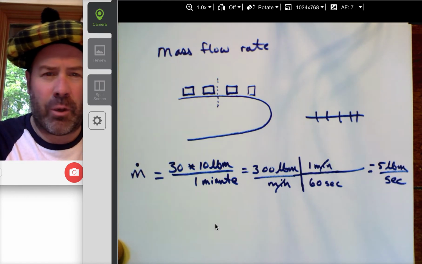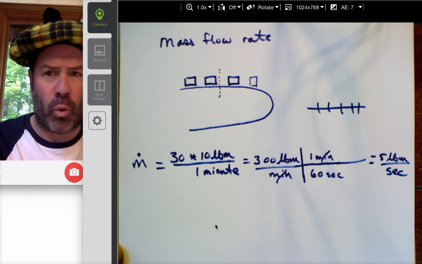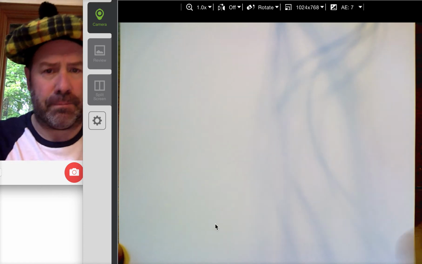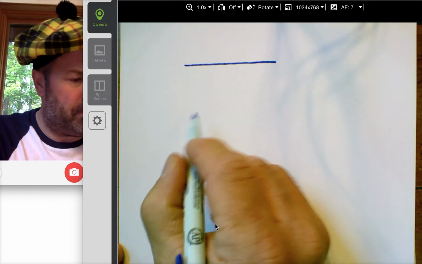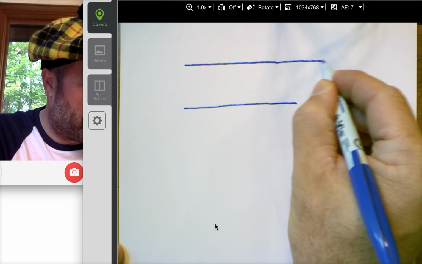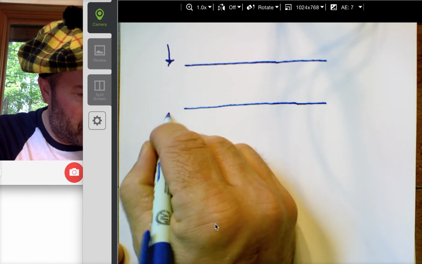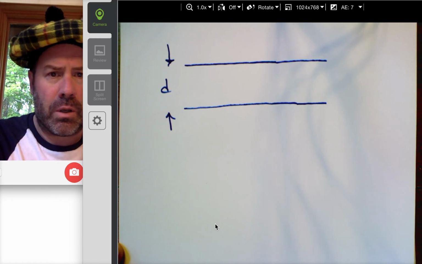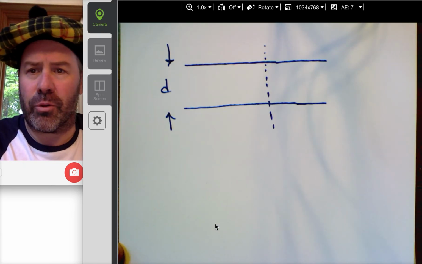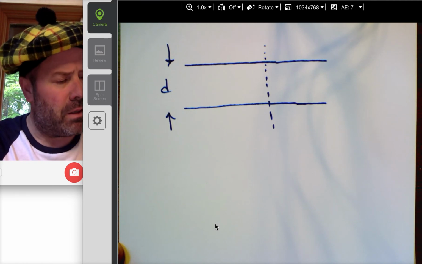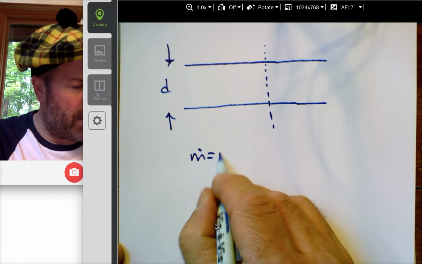Well, in thermal, we are very rarely looking at weights going past a point. Instead, what we normally look at is water or some other fluid flowing, usually in a pipe. So let's take a pipe. And that pipe will have some diameter, D. And I will count how much mass goes past a certain point in a given time. So mass flow rate is going to equal mass divided by time.